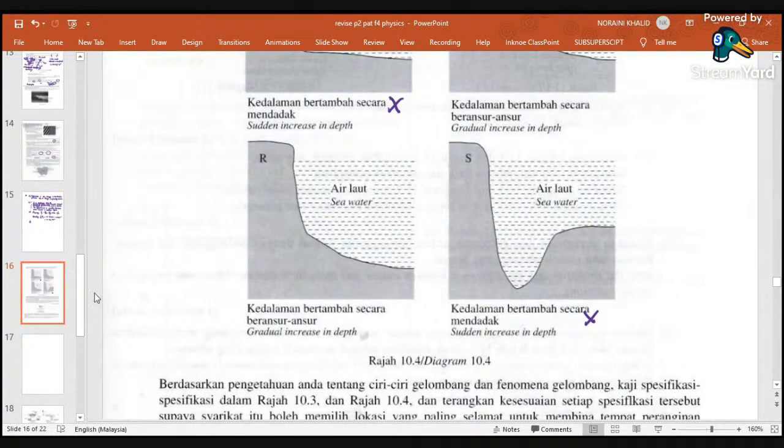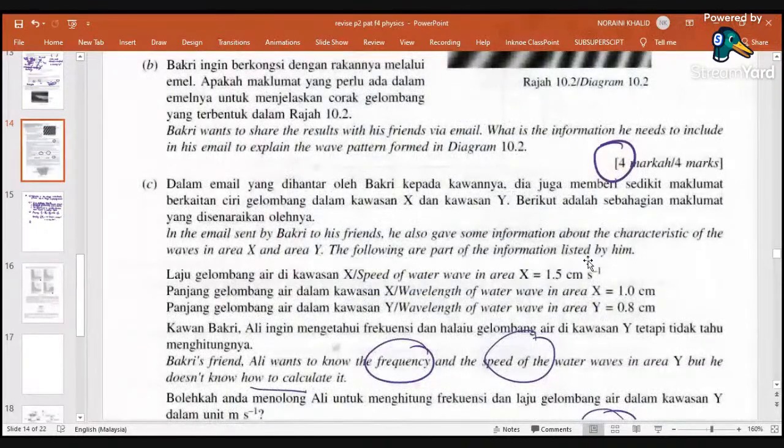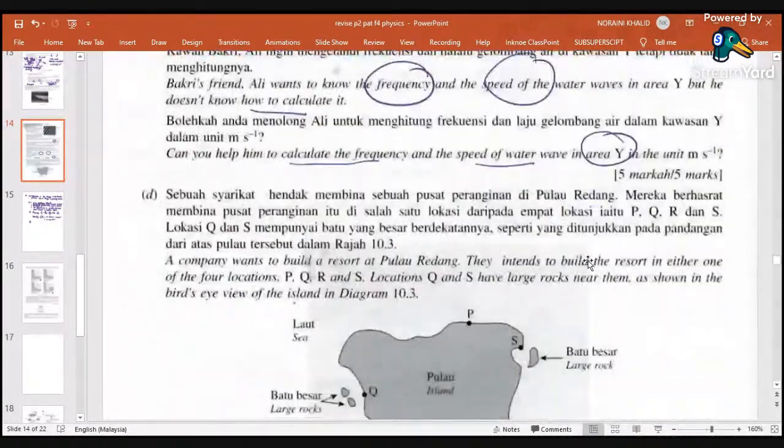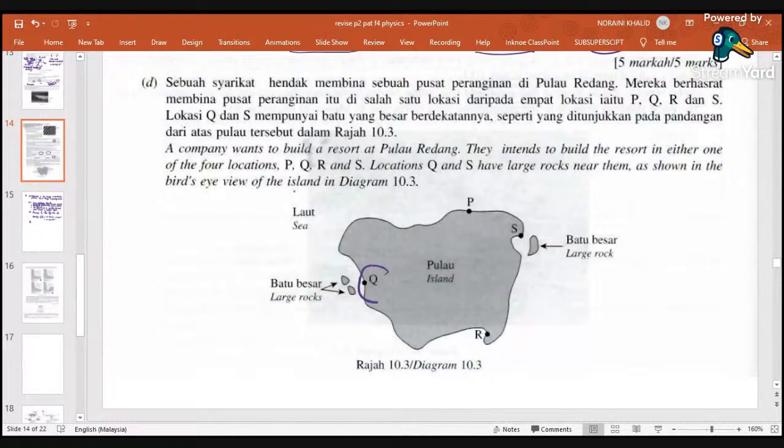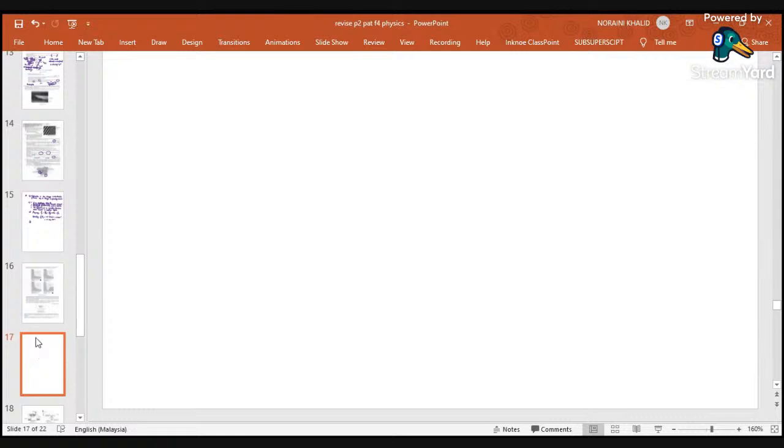Q or R. Now we look again at the picture of the island. So which one is suitable? We will choose the Bay area, not the Cape area. And then at Q also, there are large rocks that create a gap. As we know, a gap will cause the water wave to spread, and the amplitude will decrease. So we will choose Q, not R. Now your explanation must include this.